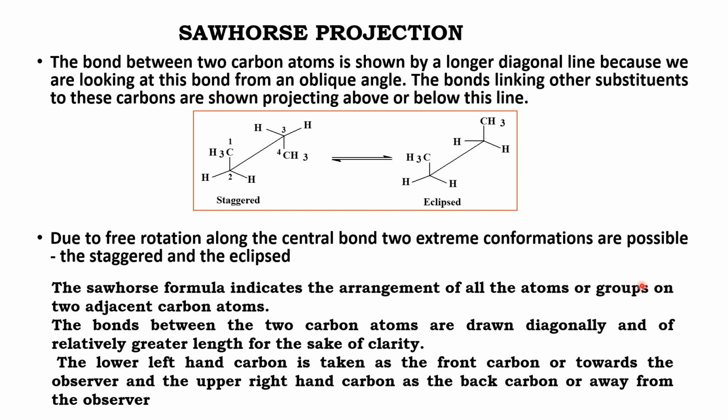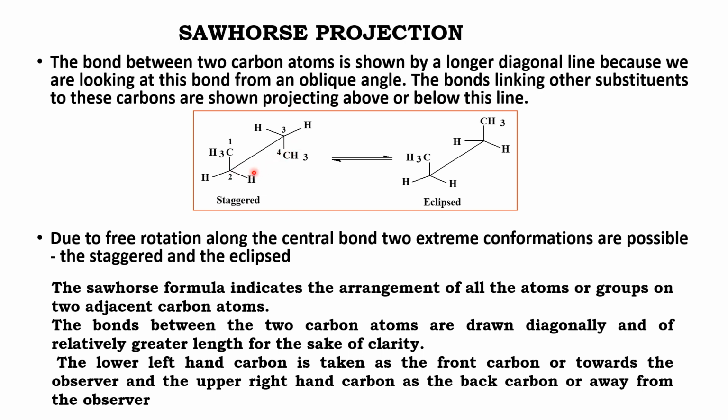So this is Sawhorse projection formula. In Sawhorse projection formula, we represent the bond between the two carbon atoms as a longer diagonal line. The first carbon atom is represented at the lower portion of the diagonal line, and the second carbon atom is represented at the upper portion of the diagonal line. And the bonds are represented at the edge of the lines, that means at the starting and ending of the line.